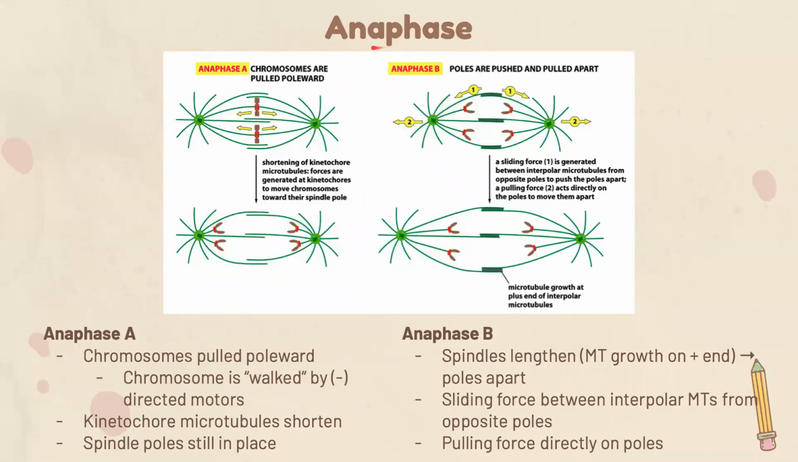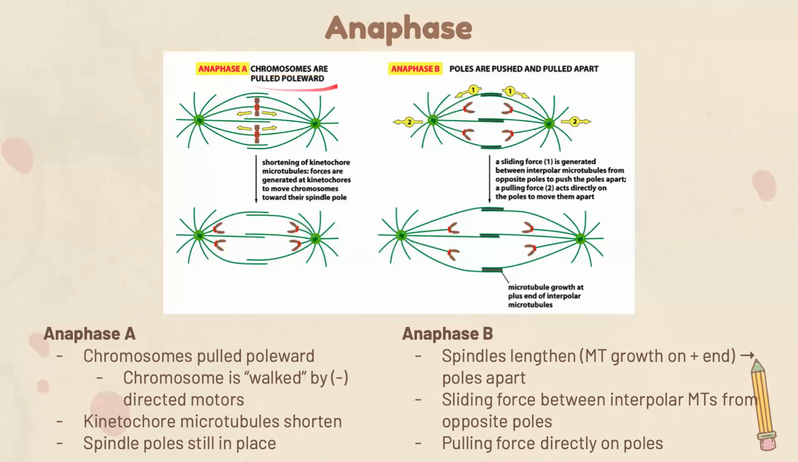So anaphase, we're almost at the end of M phase. Anaphase is when you separate the sister chromatids, right? So they get pulled apart to their respective spindle pole sides of the cell. There's two different types of anaphases that can occur. You can have anaphase A or anaphase B.